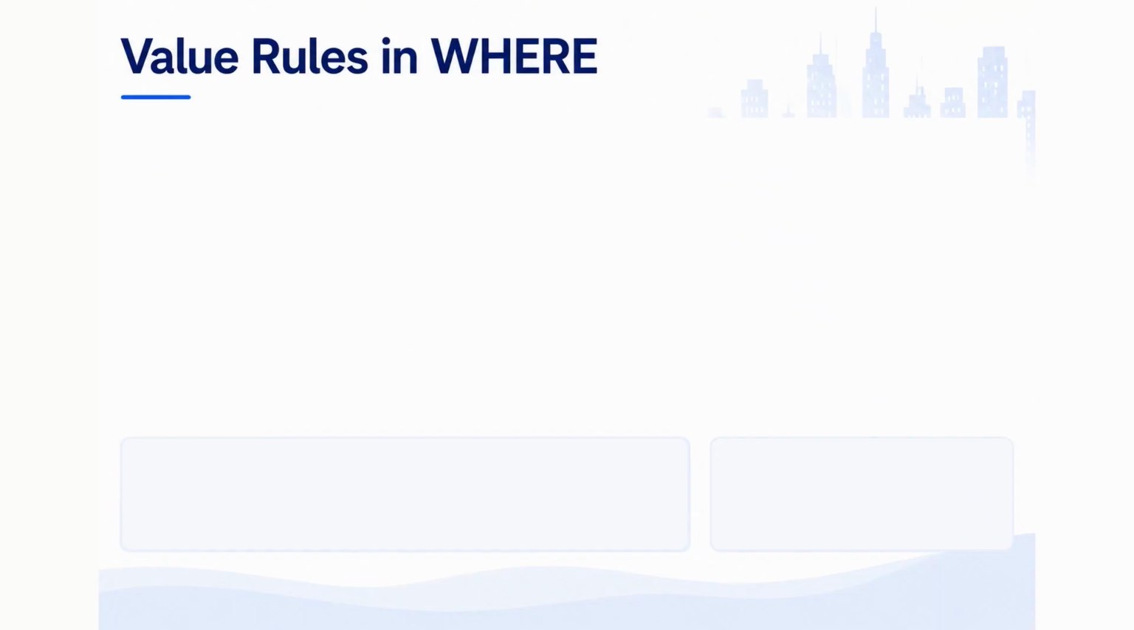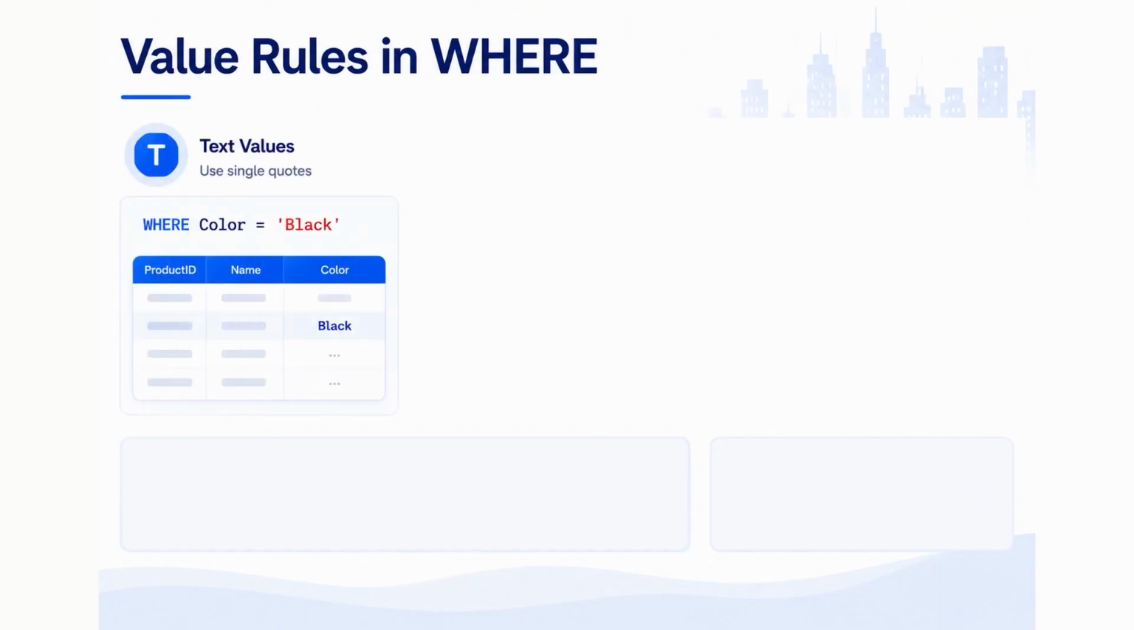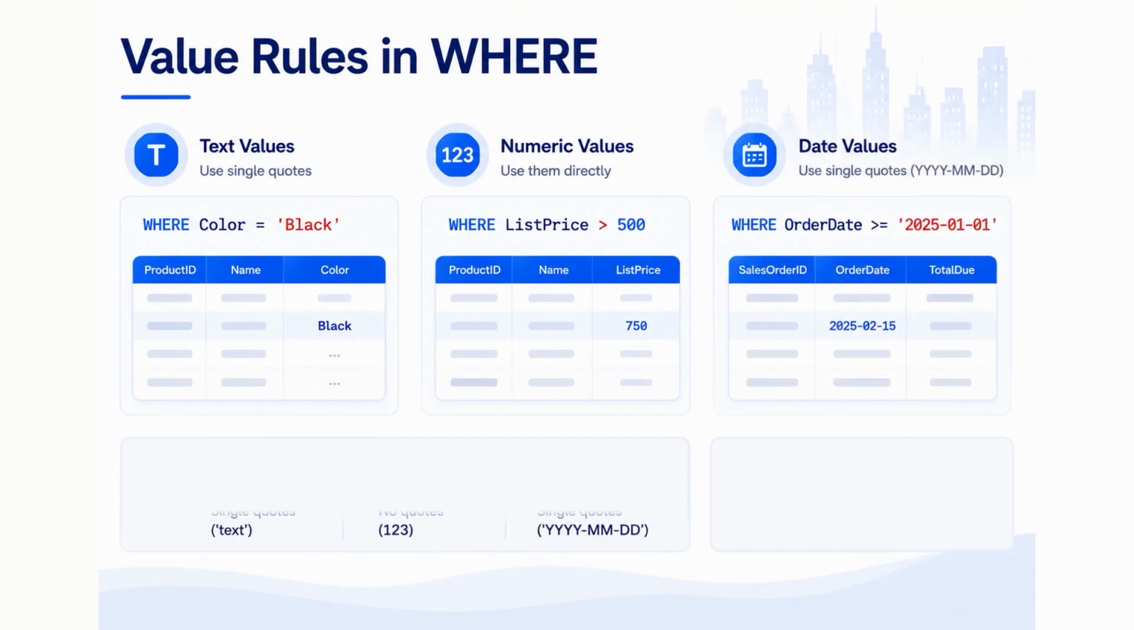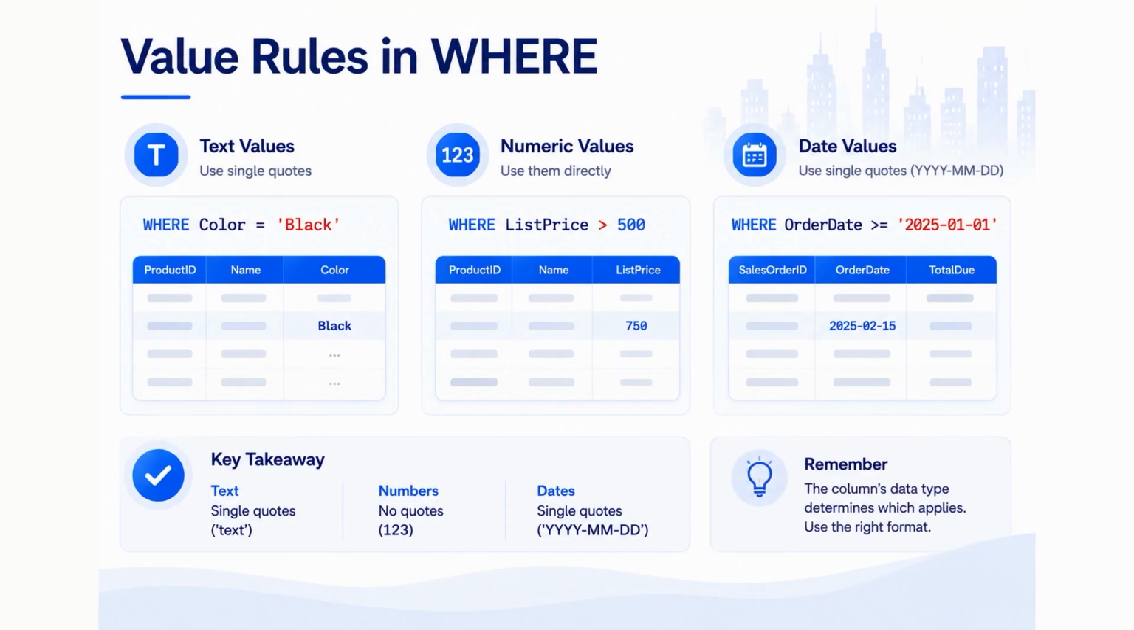Just to summarize what we have seen, the way you write a value in a predicate depends on its data type. Text values are string literals in single quotes. Numbers are written directly without quotes. Dates are also written as string literals in single quotes in YYYY-MM-DD format. The column's data type in the table determines which applies, and writing the wrong one will either throw a conversion error or produce unexpected results. We will cover data types properly in a later video. For now, these three rules cover the vast majority of WHERE conditions you will write.